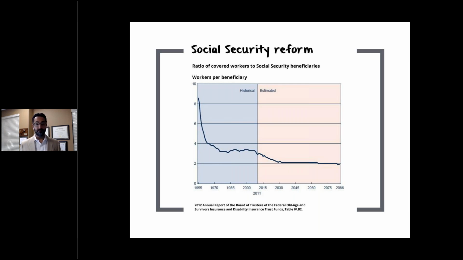Solutions to fix it, there are a few. One on the table is to increase the retirement age. They did that back in the 1980s, and now they're talking about increasing it from age 67 to perhaps 69 or even 70, because they increased it from 65 to 67.